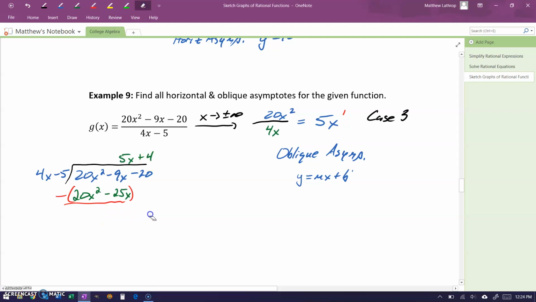Oh, sorry, let me go back. I made a point of saying that we're going to subtract, and then I didn't do that. So we would be taking negative 9, and that would actually be plus 25, which would give us 16x minus 20, which is why we'll want to multiply by 4 to get 16x minus 20, and then subtracting will leave us with a remainder of 0. But really all we care about are just these first two terms here, regardless of what our remainder is. So our oblique asymptote will be defined by the line y equals 5x plus 4.